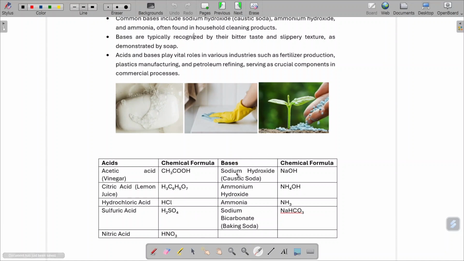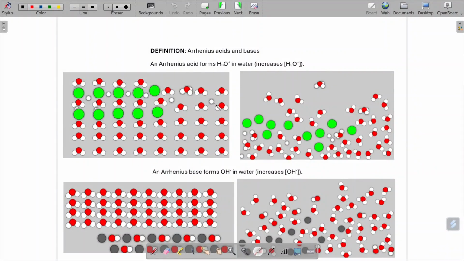On the side of the bases, we have sodium hydroxide, or NaOH, known as caustic soda, used in products like drain cleaner. Ammonium hydroxide, NH4OH, ammonia, NH3, and bicarbonate of soda, baking soda, NaHCO3. So these are a few of the acids and bases that we can encounter in everyday life. But how can we define acids and bases scientifically? There are a number of models for describing acids and bases, and we will consider two in this lesson.